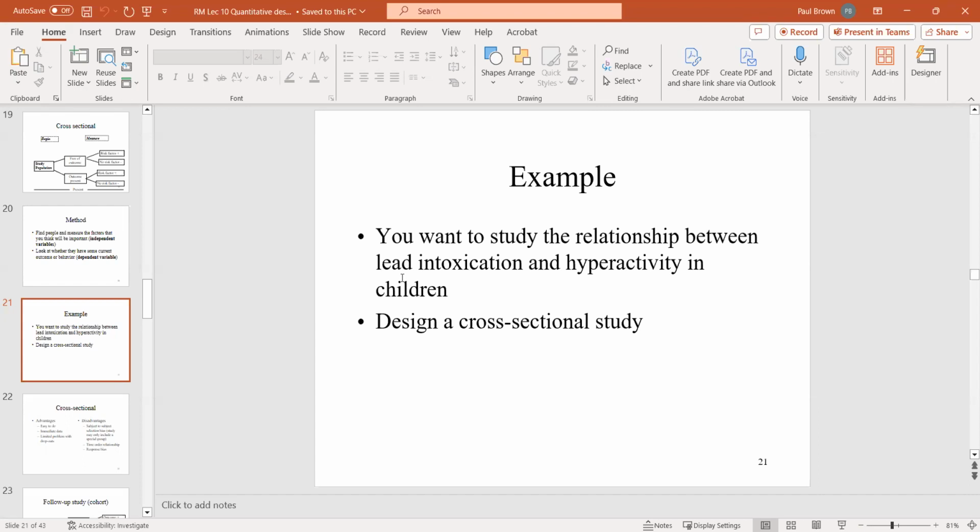The downside is that if it's something like a rare condition, like hyperactivity, I guess is fairly rare. If it's something like that, then you may have a tough time finding enough kids who fit the criteria that you're looking for.